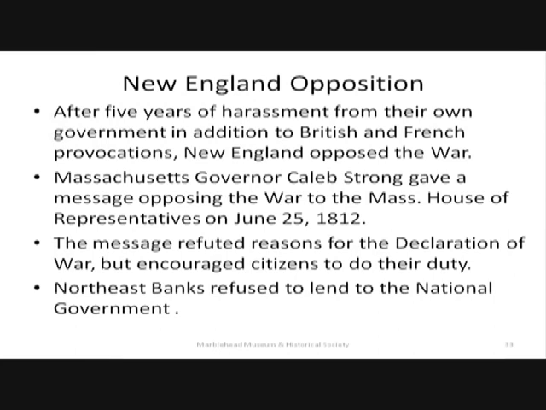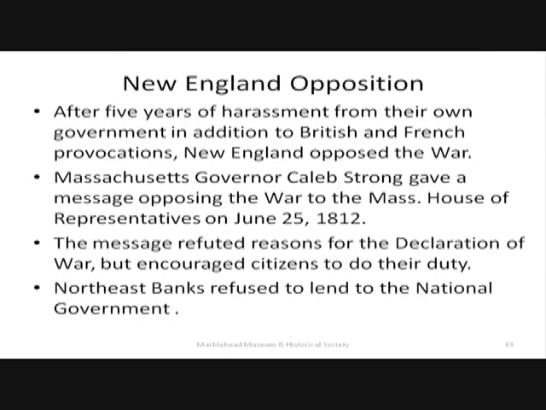He gave a message opposing the war to the Massachusetts House of Representatives about a week after war was declared. The message refuted the reasons for declaration, but encouraged the citizens to do their duty. He didn't say, don't do anything, fight this. He still stayed in the Union.